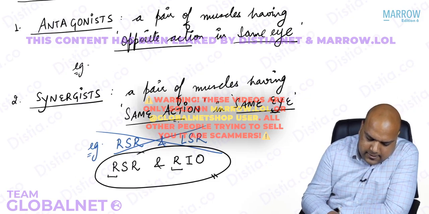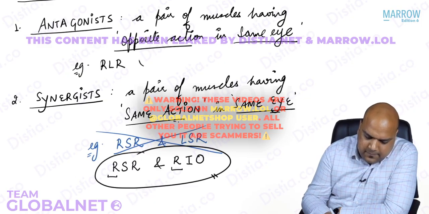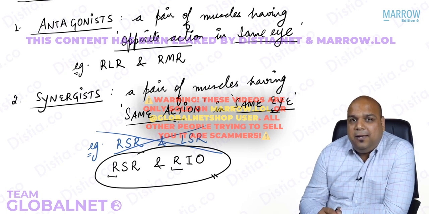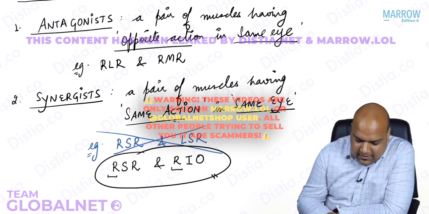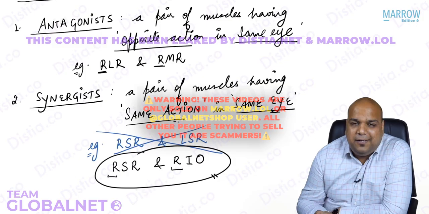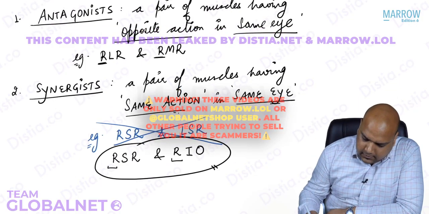So, if we ask for an example, right lateral rectus will perform right eye abduction, and right medial rectus will antagonize it by performing right eye adduction. The eye remains the same, the action becomes opposite. I hope we are pretty clear about this. Right, guys? Done? Moving on with the discussion, everybody.